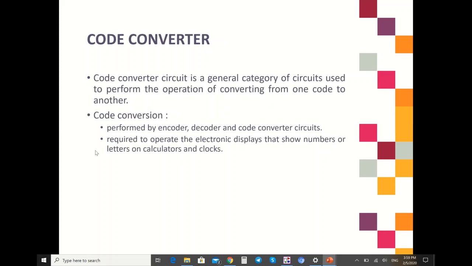Introduction of code converter. Code converter circuit is actually referring to circuits used to perform the operation of converting from one code to another code. So the process of code conversion can be performed by encoder, decoder and code converter circuit. Encoder and decoder are two types of devices we use to convert values. Code conversion is also required to operate the electronic display that will show the numbers or letters on calculators and clocks. So calculators and clocks are examples of applications that can use the encoder and decoder process.